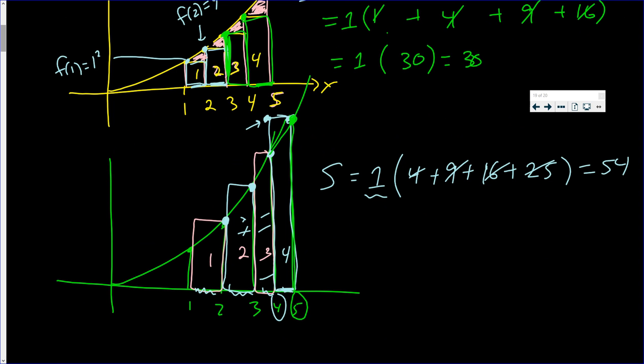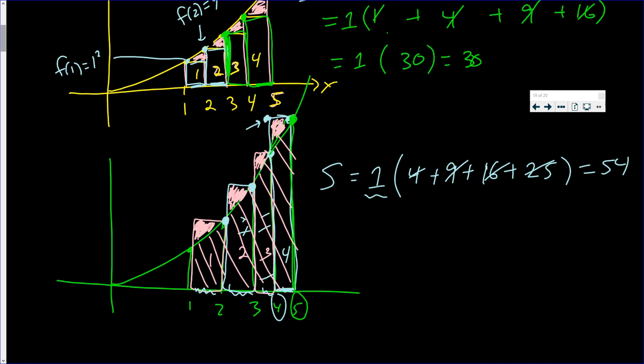Well, it's kind of clear. We added this area here, this area in here, when we weren't supposed to. We only want what's below the curve. We only want that area. So we added in too much. That's why it's above.